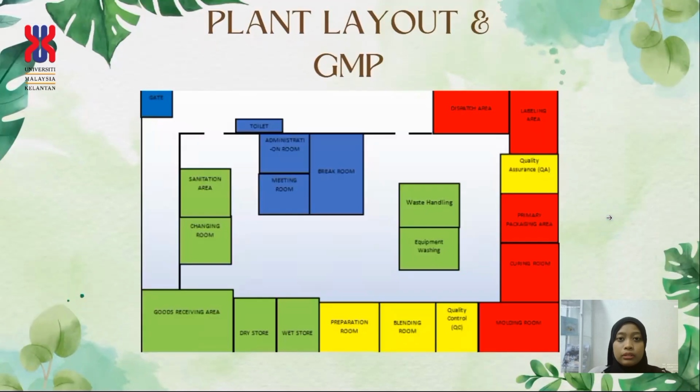So I will continue with part 2. Okay, this is my plant layout. Our plant is divided into 4 zones according to the GMP risk-based design. Blue zone is no risk area like admin rooms and toilets.